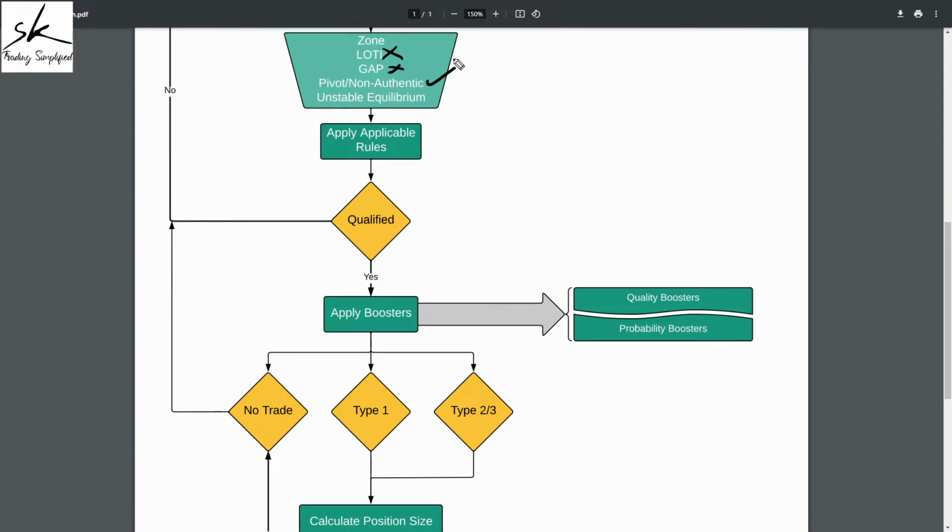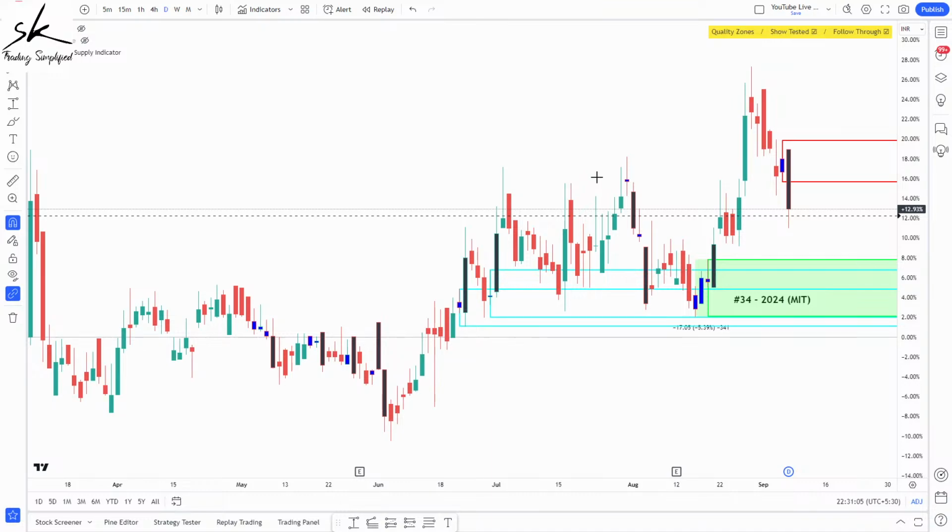Pivot non-authenticity is definitely applicable, because by default we have a drop-based rally and a rally-based drop. We always apply pivot non-authentic rules. In fact, I guess during the last session, somebody asked this question: what is a non-authentic zone? So this is a beautiful example. You can see this zone was formed as a test of a previous zone. And can you see even this zone was formed as a test of this rally-based rally?